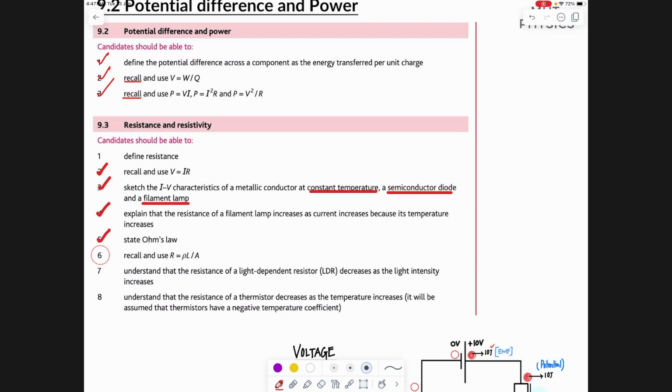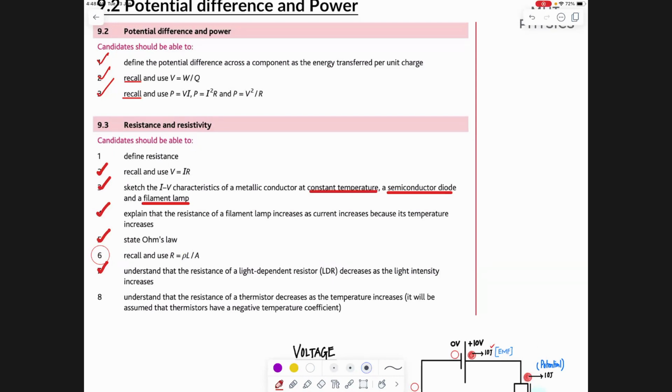Understand that the resistance of a light-dependent resistor decreases as light intensity increases. We have discussed that. Understand that the resistance of a thermistor decreases as temperature increases. It will be assumed that the thermistor is a negative temperature coefficient. You hear this sometimes, negative temperature coefficient. It doesn't really mean much. It's just the actual name of the thermistor, NTC thermistor, negative temperature coefficient means it's a negative relationship with temperature.